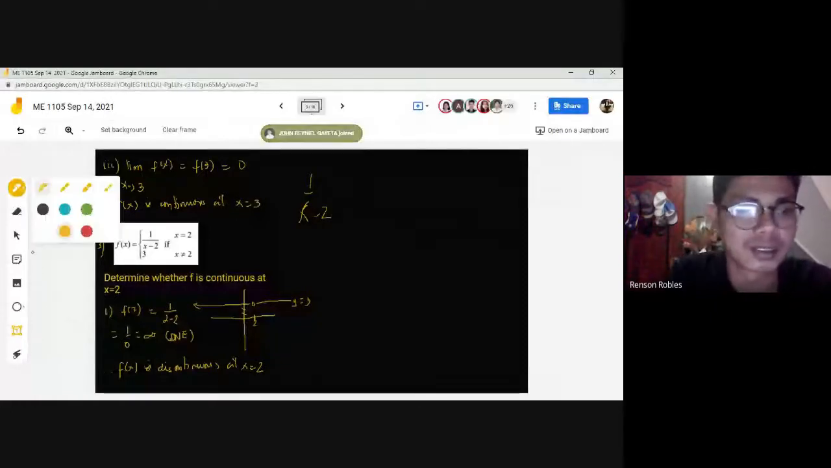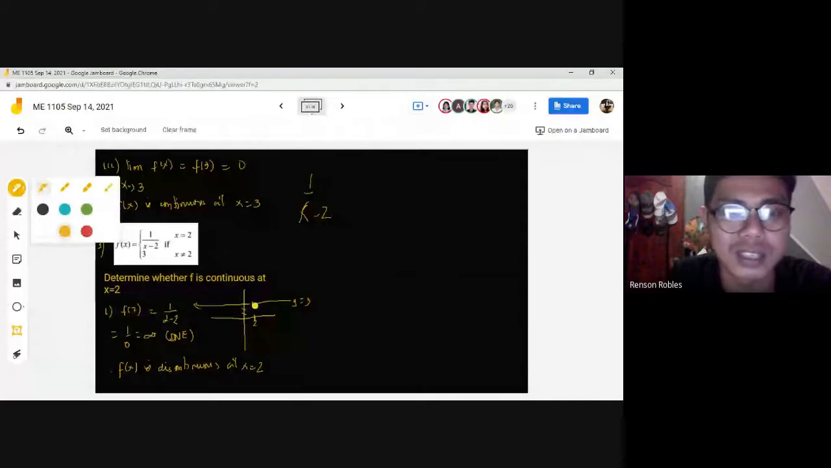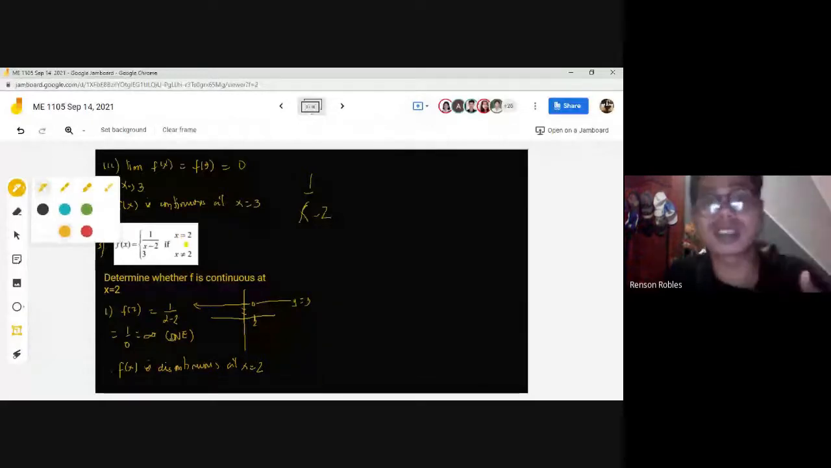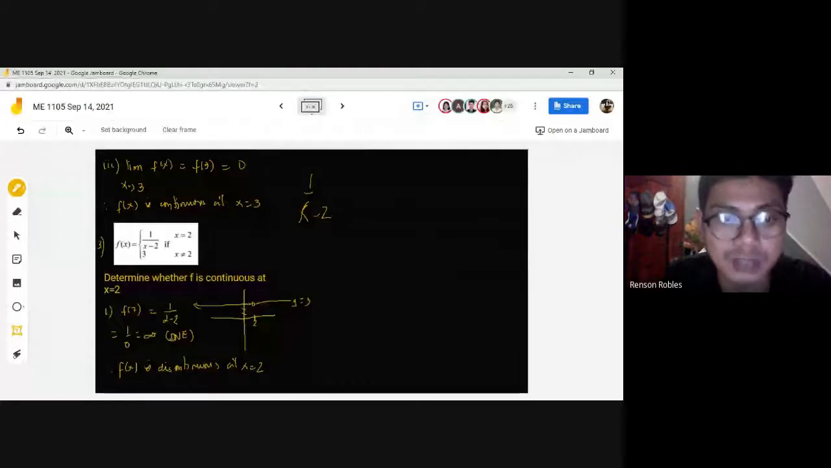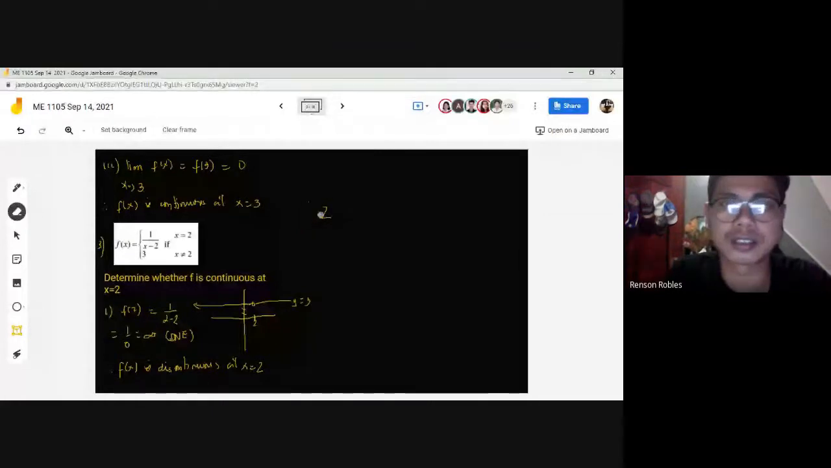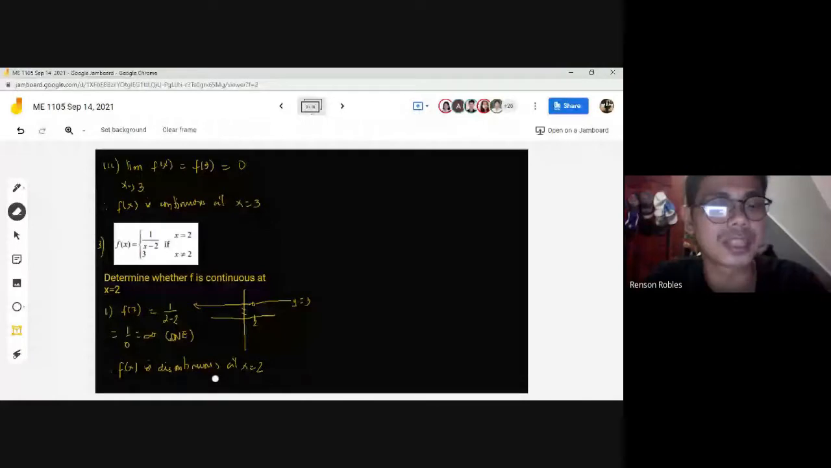Sir, where is that 1 over x minus 2? That 1 over x minus 2 is an asymptote. In this case, it's a discontinuity. In this case, it's a point discontinuity. Okay? Because when x equals 2, it's undefined. So, wala kayong ipa-plot dito. Kaya ito ay discontinuous siya doon. Okay? Where's my eraser? Right. So, yun na yun. Okay? So, f of x is discontinuous at x equals 2.